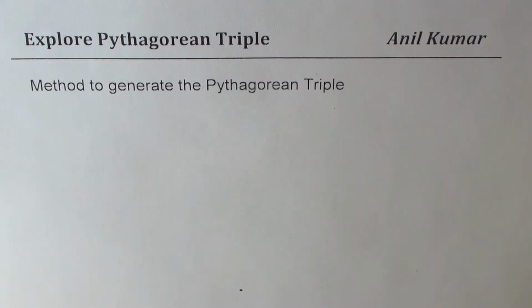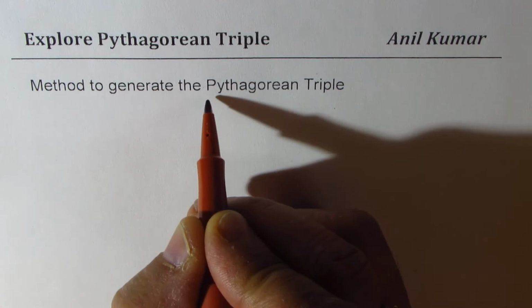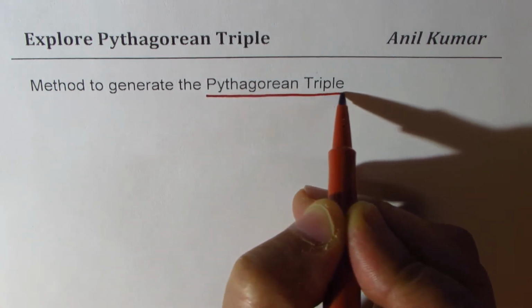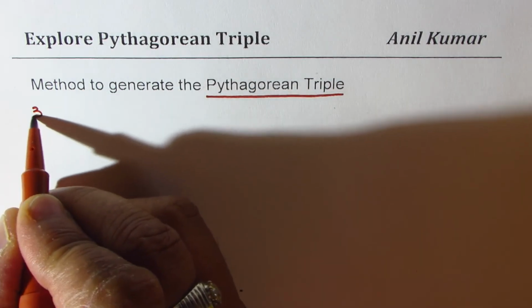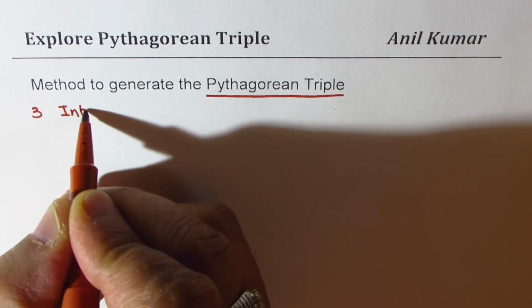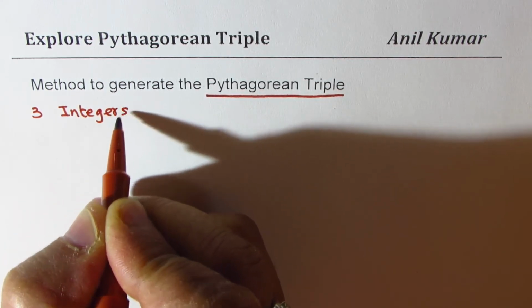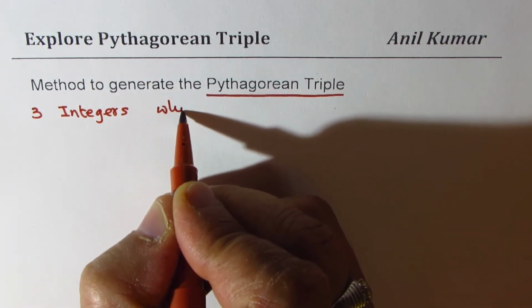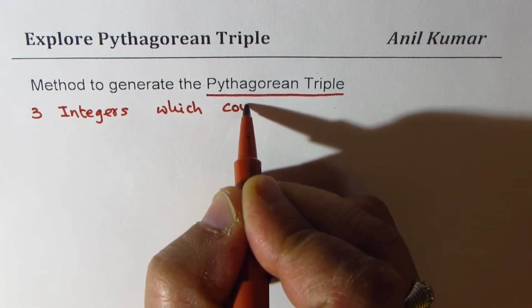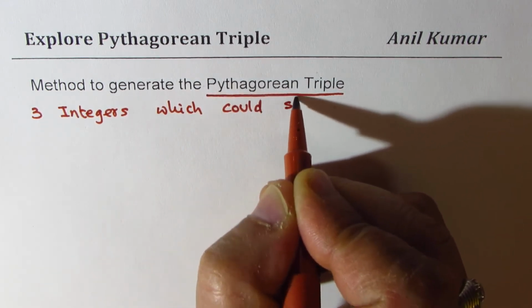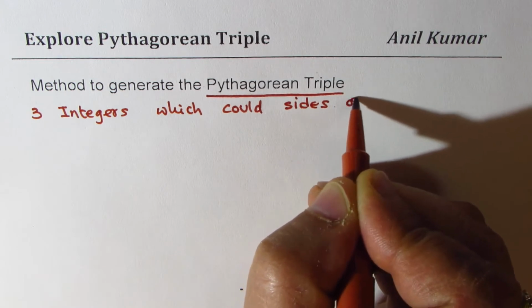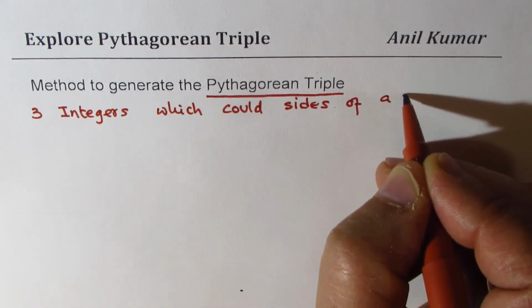Now let's get back to Pythagorean triples. Here is a very interesting method to generate these triples. What are Pythagorean triples? Basically, we are looking for three integers which could be sides of a right triangle.